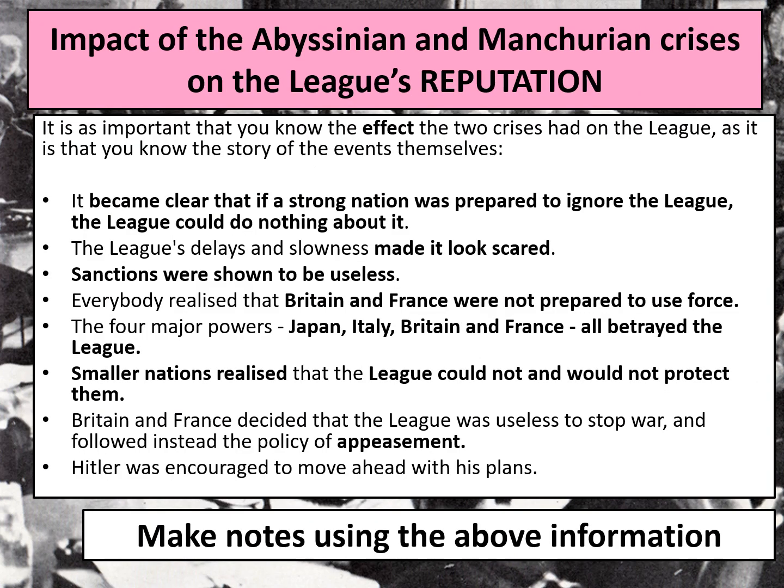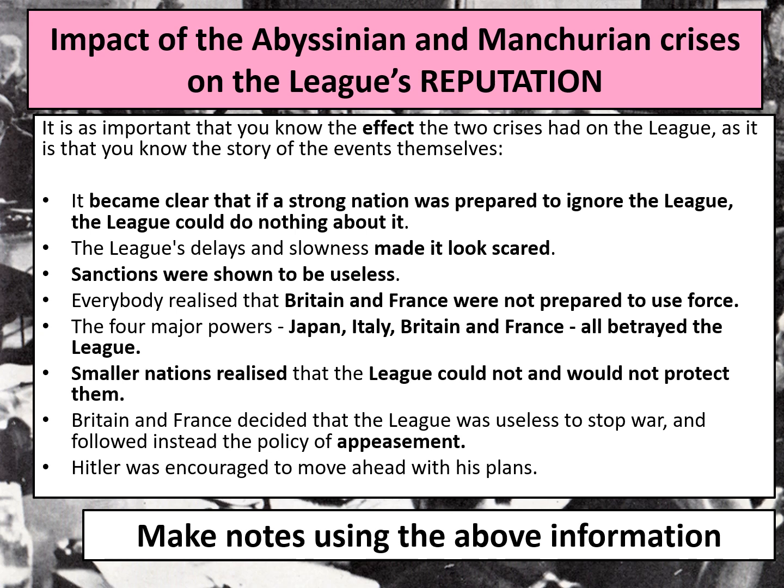So the first action that we want you to take today is to note down the most important things from this slide. This is all about the impact of the Abyssinian and Manchurian crises on the reputation of the League of Nations. So feel free to pause this slide as much as you need to make sure that you have the main ideas about why it was that the League of Nations failed due to those two incidents.